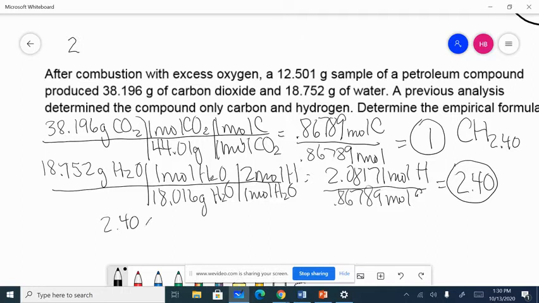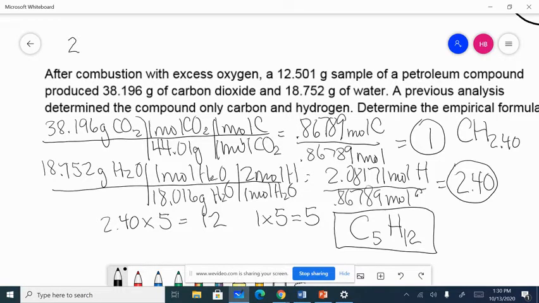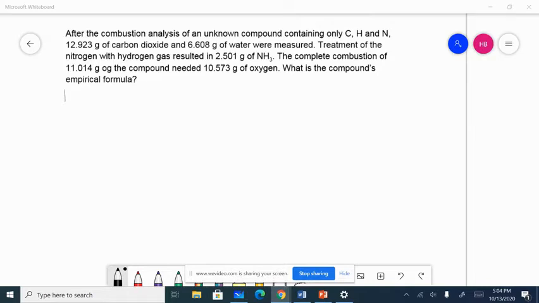So 2.40 times 5 is going to give me 12. And then I have to do the same thing to the 1, also multiply it by 5 to maintain that ratio. So carbon gets a 5, hydrogen gets a 12. So this is my empirical formula for number 2. Okay, here's number 3. We have 12.923 grams of CO2.